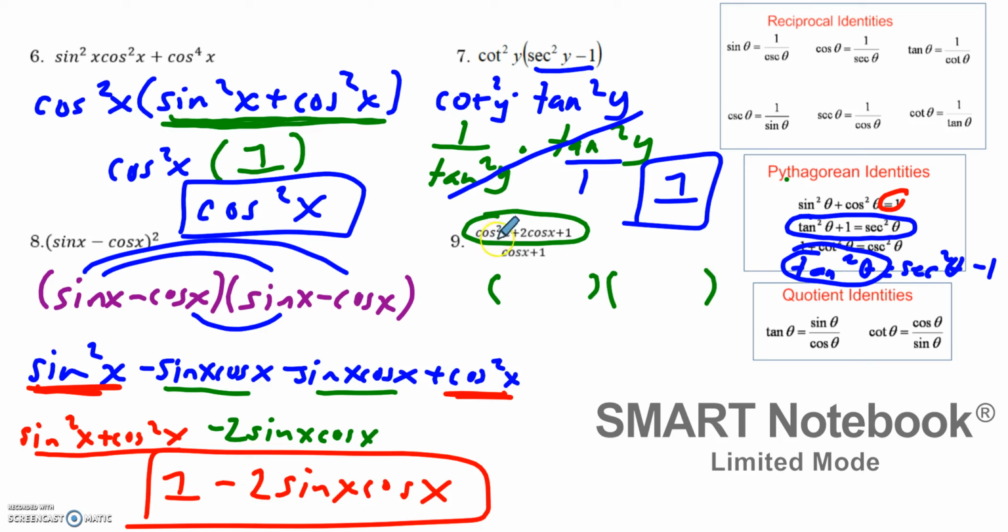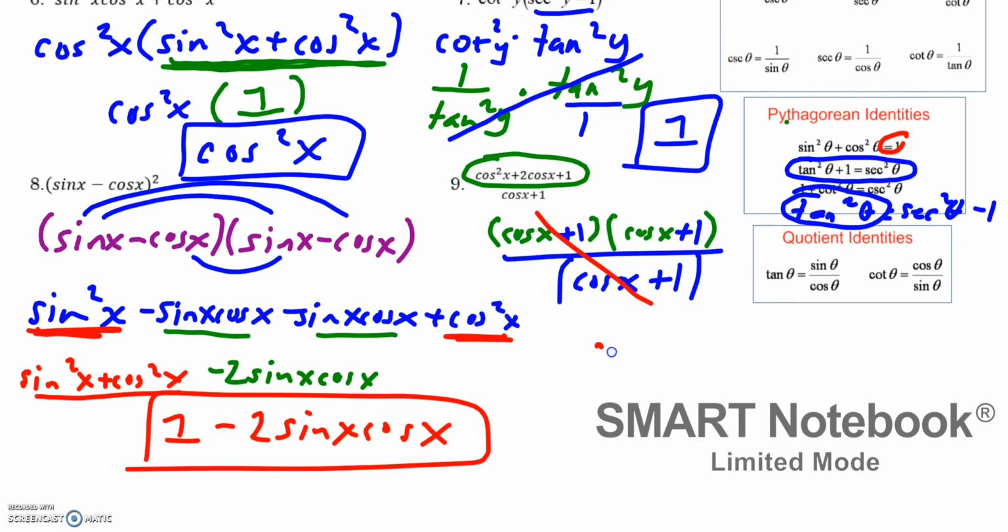Okay. So what times what gives me cosine squared? Cosine times cosine. What times what gives me 1? 1 times 1. How can I get the middle term of 2? Well, if I have 2 plus signs here and here, that would be cosine squared plus cosine plus another cosine plus 1, which would be 2 cosine in the middle. Then I have cosine x plus 1 in the denominator. When the parentheses match exactly, when I have the same thing in the numerator and denominator, then you're allowed legally to cross that out. So my final answer for number 9 is cosine of x plus 1.